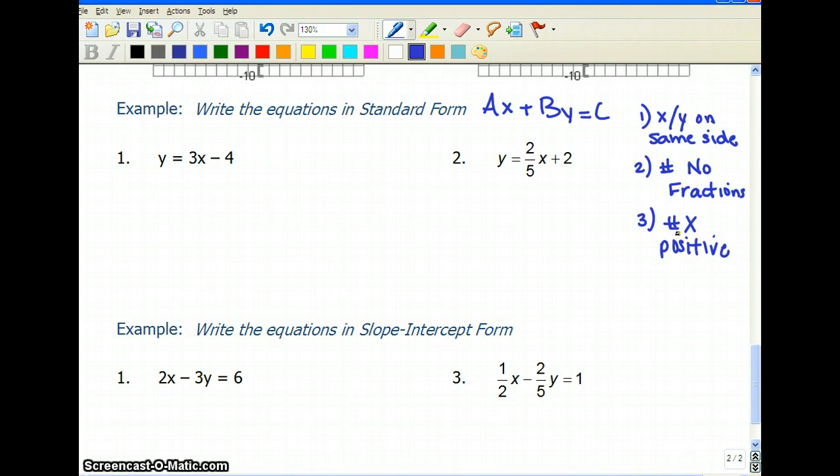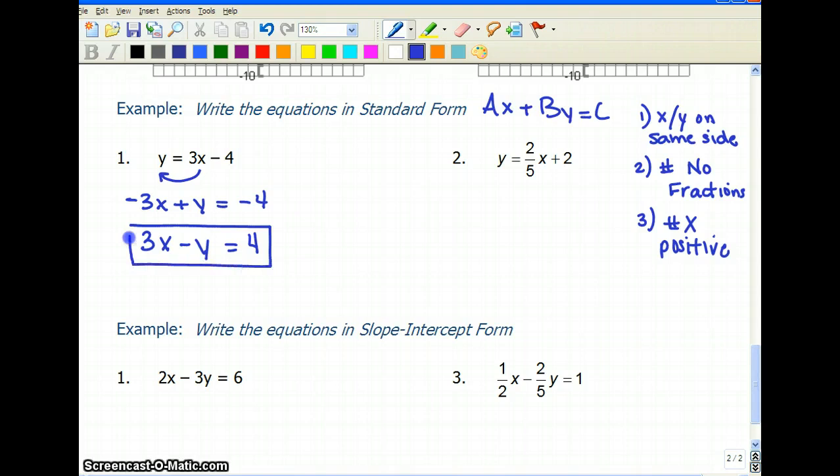So on this first one, if we move the x over to this side, we'd have negative 3x plus y equals negative 4. I don't have any fractions, so that's good, but my number in front of my x is negative. So I want to change that to positive. If I change one of the signs, then I've got to change all of them. So that would be 3x minus y equals positive 4. It's just that simple.